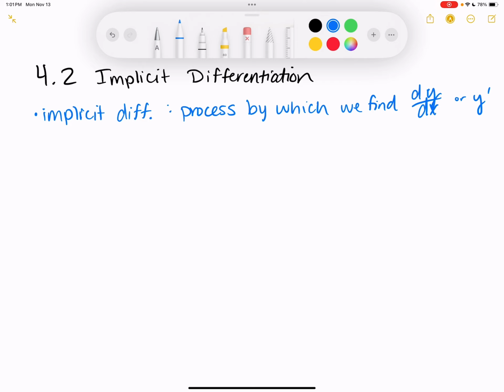So, I'm going to do a quick little example. I don't expect you to understand. I just want you to see where we're going so that you see that I'm not going crazy and calling it a new thing and it's not.